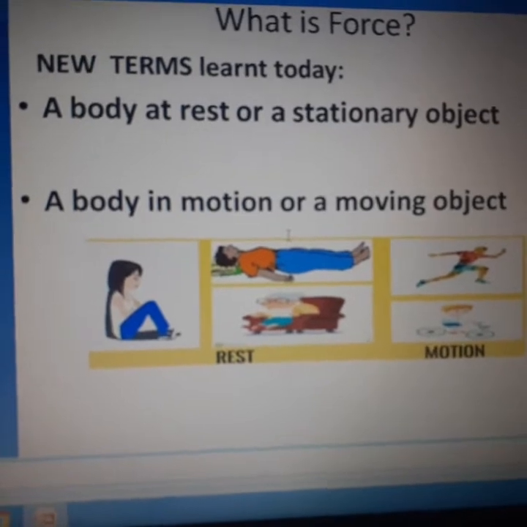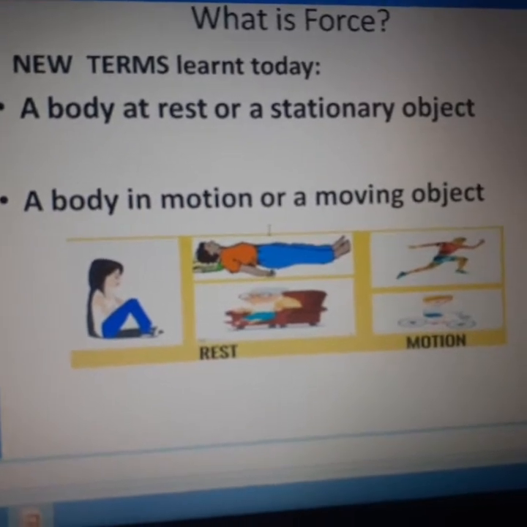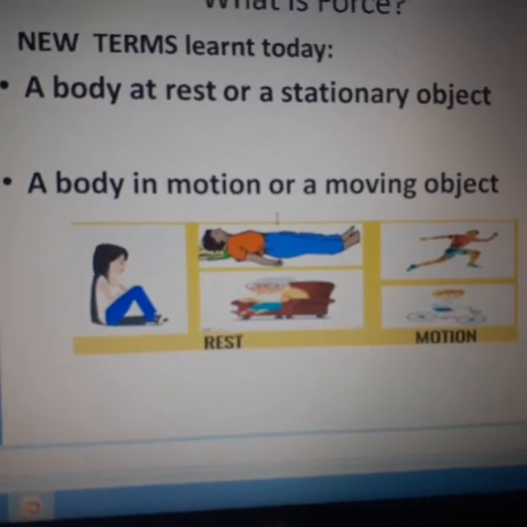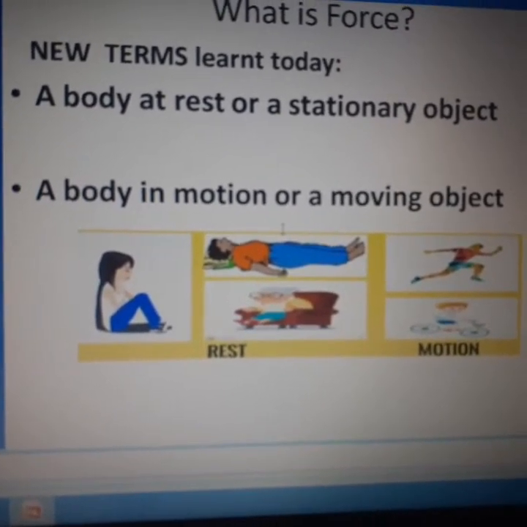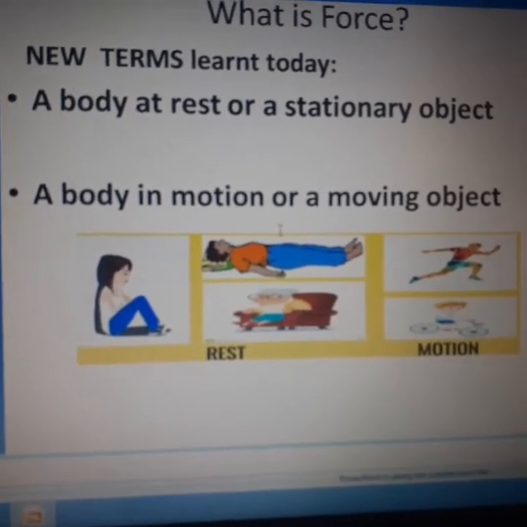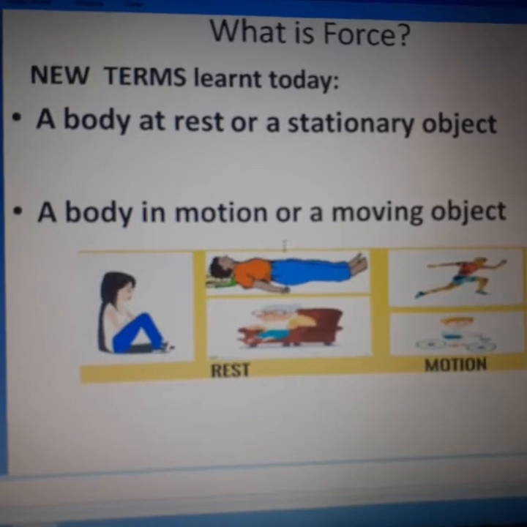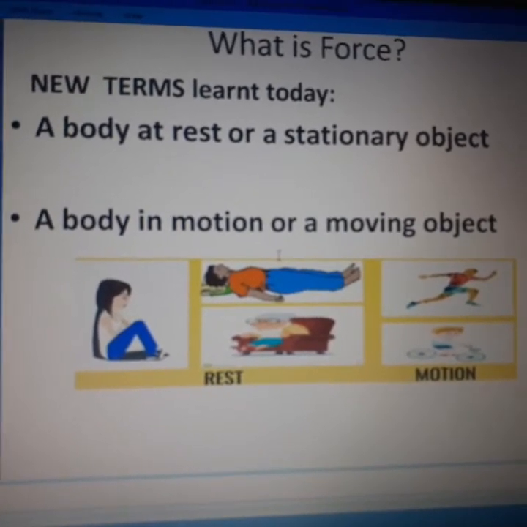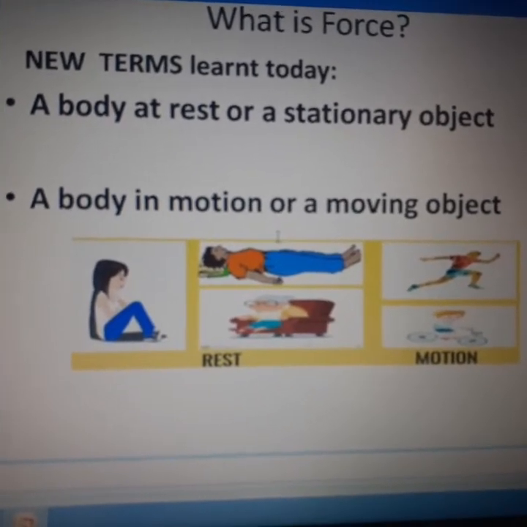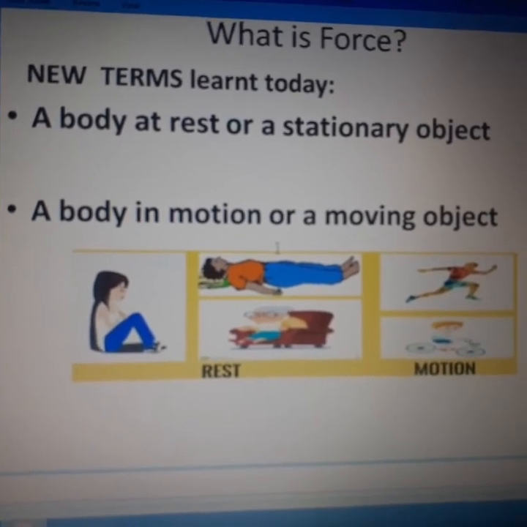You learned two new terms today. A body at rest is a stationary body, that is, it is not moving. For example, look at the picture of this girl, she's sitting, or a man lying on the floor, or a car parked. These are all examples of a body at rest or a stationary body. The second one is a body in motion or a moving object. A man running or a car that is moving, you cycling your bicycle. These are examples of a body in motion.